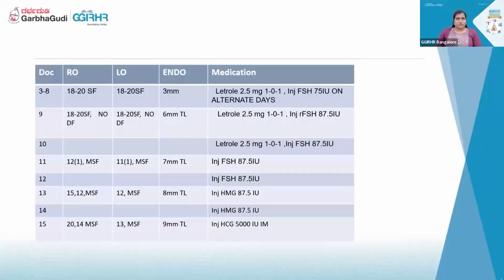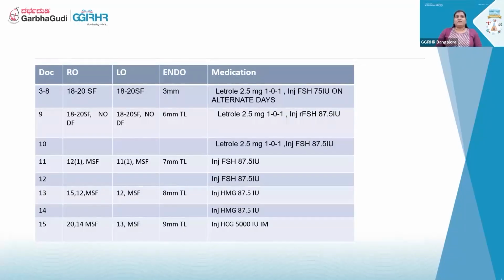So this is the stimulation which the patient underwent at our clinic. The patient started on day 3 of her cycle. There was no dominant follicle, no cyst or anything. So we did a scan and we started the patient on letrozole along with FSH injections on alternate days, 75 international units on alternate days. On day 9, we saw the patient, there was no dominant follicle. So we extended the letrozole for 2 more days. We gave an extended letrozole regimen, and we also increased the dose of FSH to 87.5 international units.